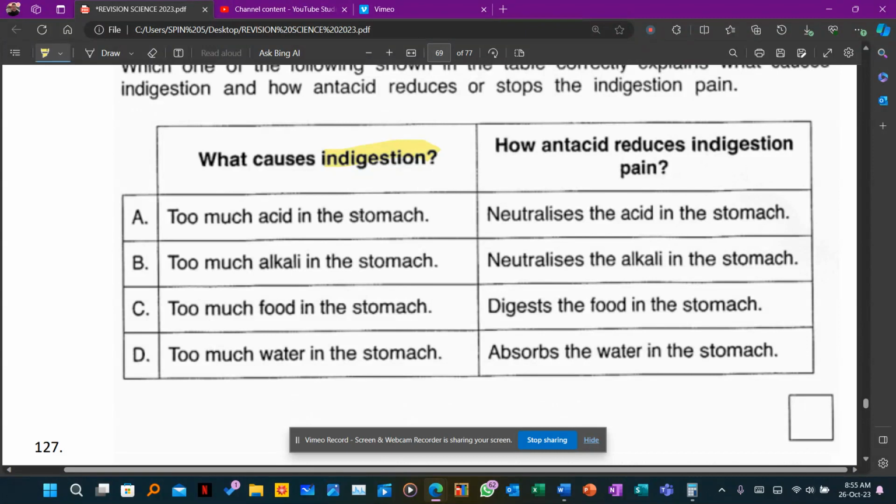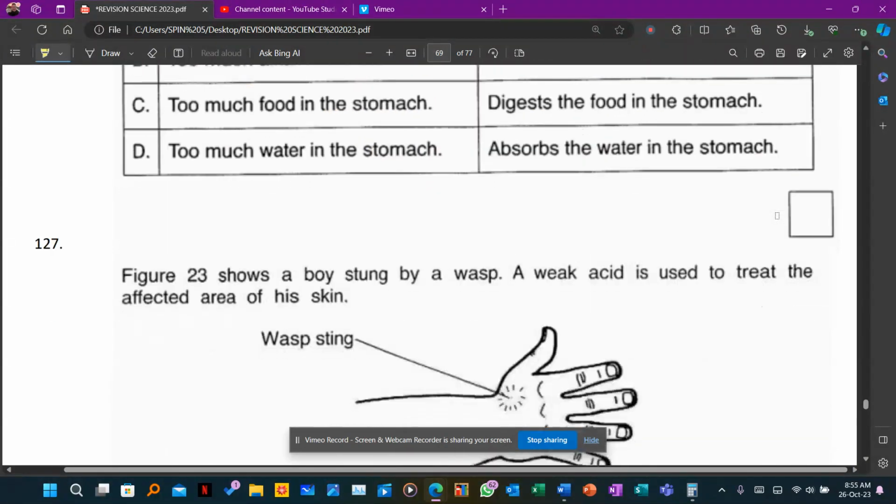Next one, what causes indigestion? Indigestion occurs in the stomach. The stomach has acid, and indigestion is when there's too much acid. So what you need to do is take alkali in the form of antacid, which neutralizes the acid in the stomach.